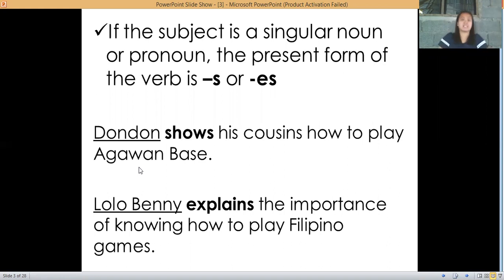Okay, for our next sentence is Lolo Benny. Lolo Benny is singular also. Explains the importance of knowing how to play Filipino games. Lolo Benny is our subject. It's singular. So the verb, we're gonna add it with S. Explains. Okay, explains the importance of knowing how to play Filipino games. That is our first rule in our subject and verb agreement. Singular, add S or ES.